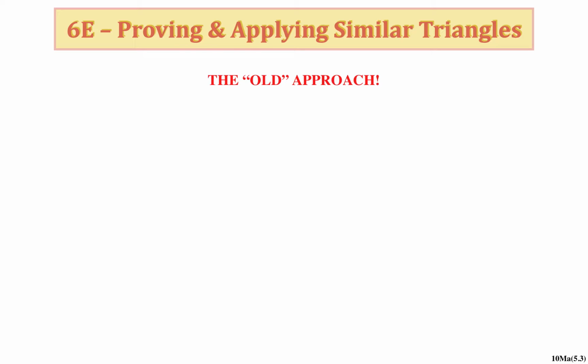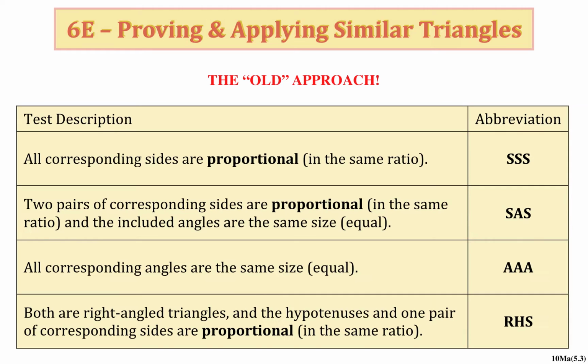With the New South Wales syllabus that has just come in the last little while, so you're in year 10, so it's your second year of the New South Wales syllabus, we don't actually use the similar triangle method of saying SSS, SAS, AAA, RHS as I've listed now, as I've just pulled it up. So this is a table that's in your notes.